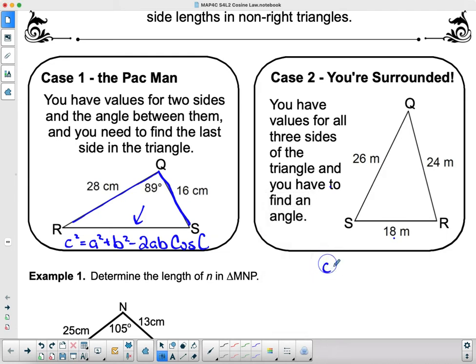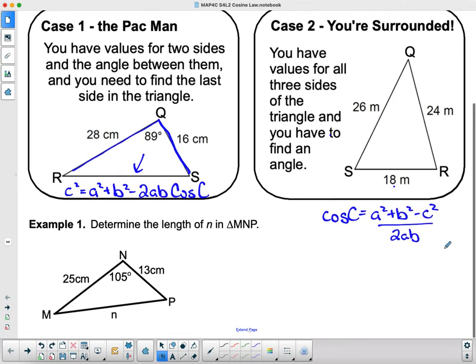So this is what it looks like when it's rearranged to find the angle. Cos c equals a squared plus b squared minus c squared over 2ab. So this finds a side length, and this one finds an angle. And we're going to show you how to use them.